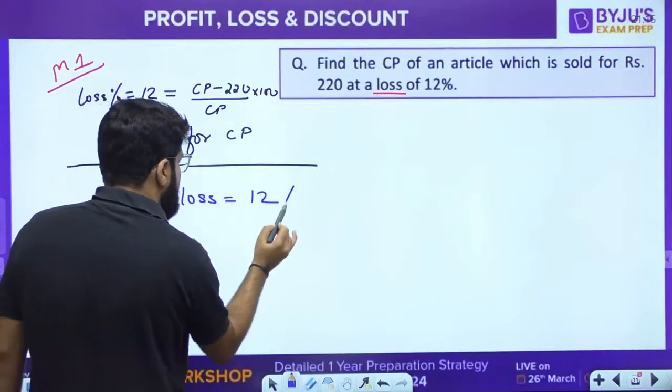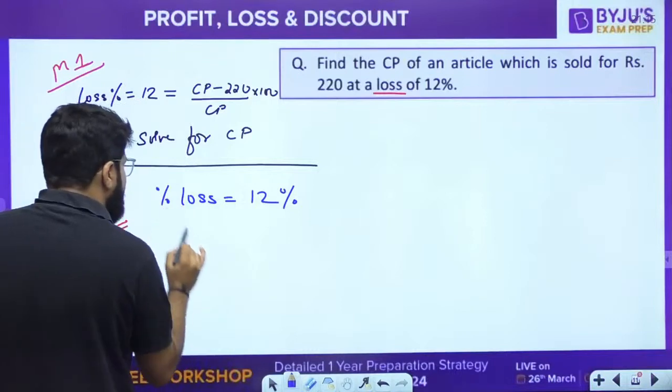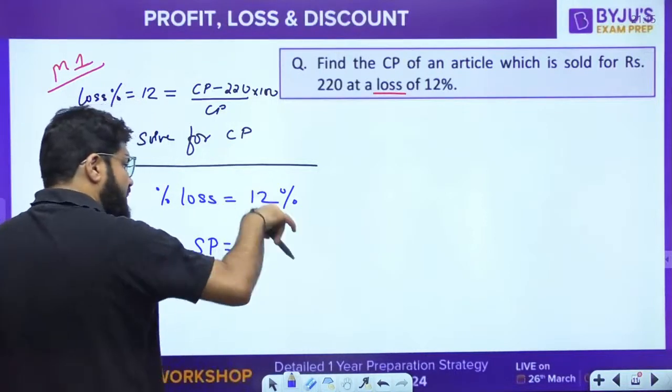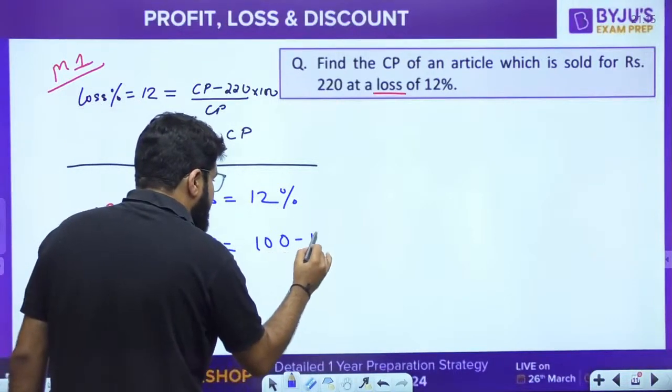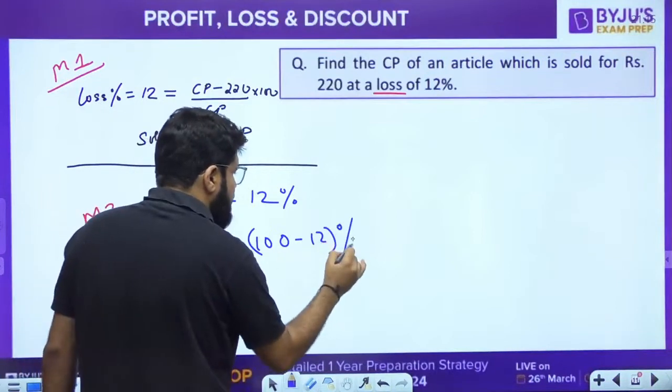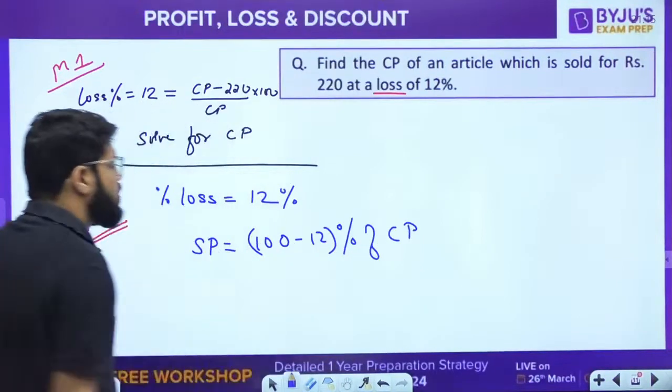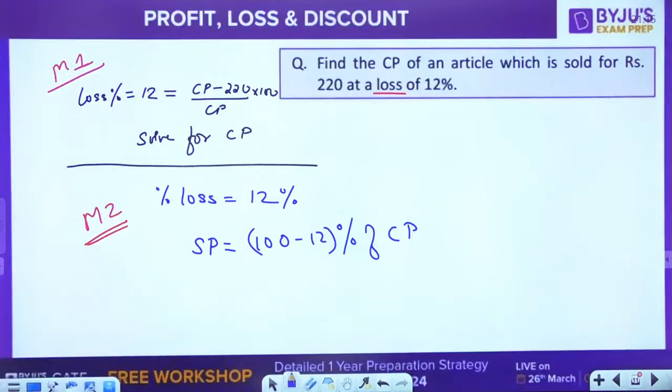There is a loss which is equal to 12%. So that is why my selling price should be less than the cost price, and it should be 100 minus L percentage of the cost price. That is the idea to solve.